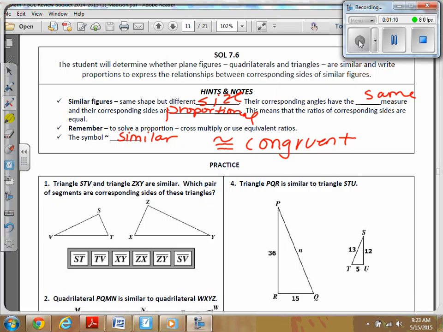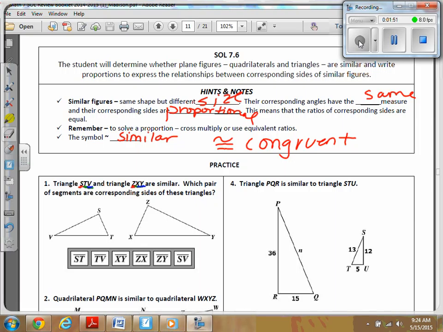Then for number 1, it says triangle STV and triangle ZXY are similar. Remember, this similarity statement tells you pretty much everything you need to know. You really don't even need to look at the picture. It asks which pair of segments are corresponding sides of the triangle. S is first, so S corresponds with Z because Z is first. T corresponds with X, because they're both in the middle. And the two ending letters, V and Y, correspond because they're both at the end.